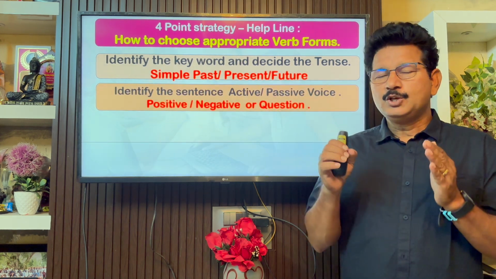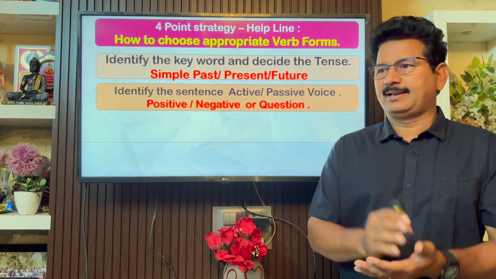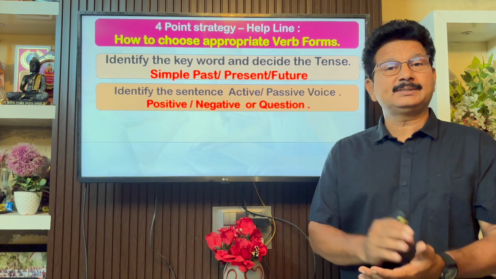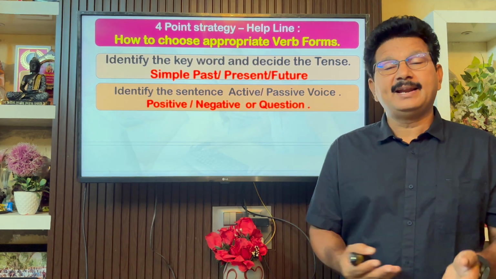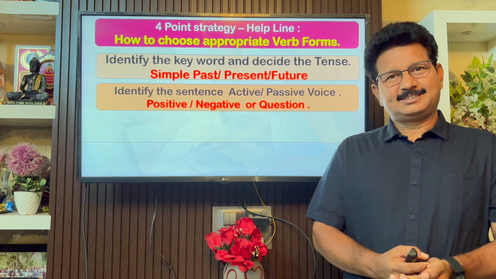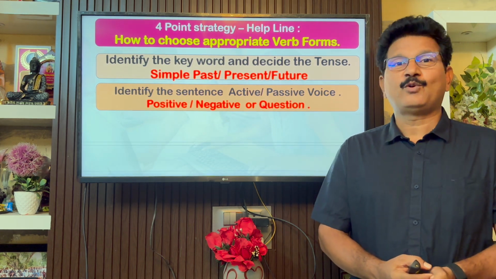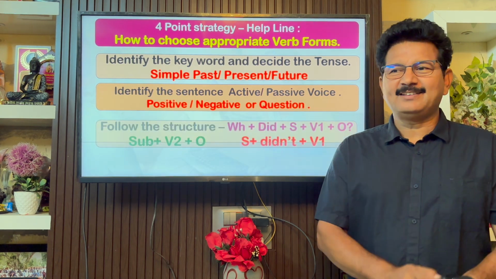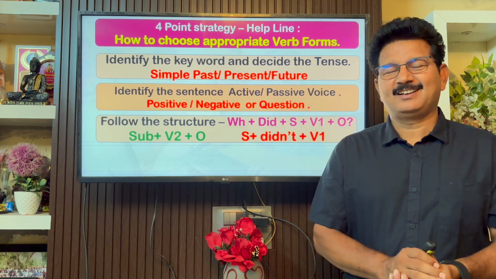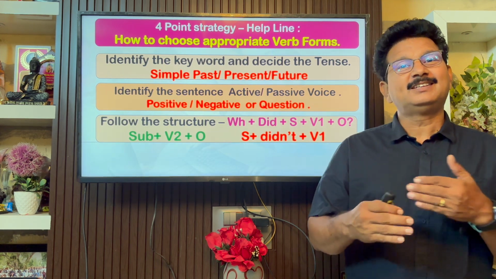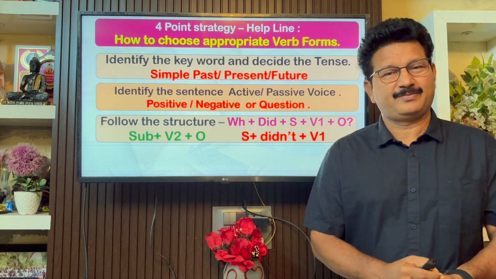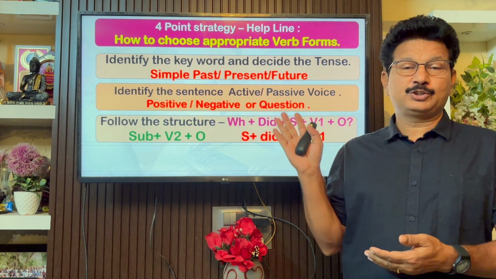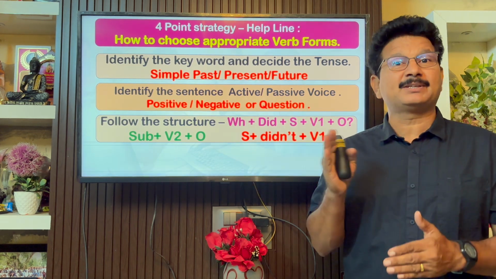Later on, you have to identify the type of sentence, whether it is an active voice or passive voice. Later on, you have to identify whether it's a positive statement or a negative or a question. Once you decide that, the next area is that you have to follow the sentence pattern or the structure. If it is simple past tense, we'll go with the WH question: WH plus did plus subject plus V1.